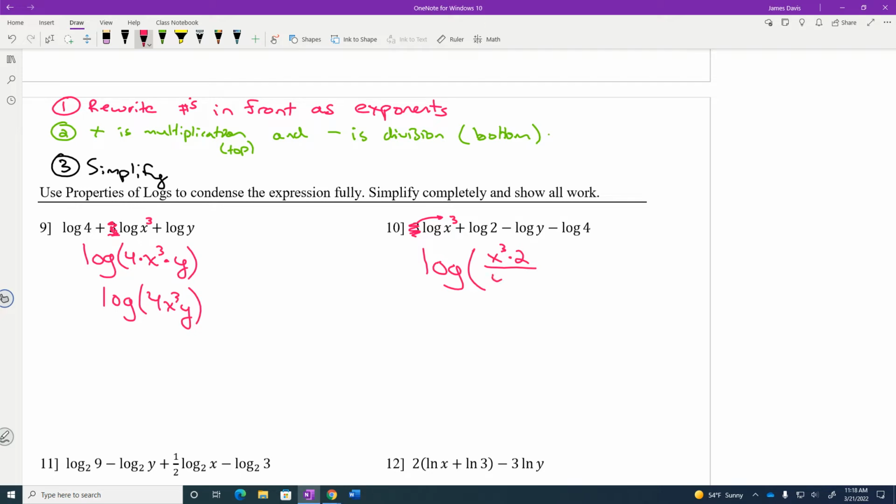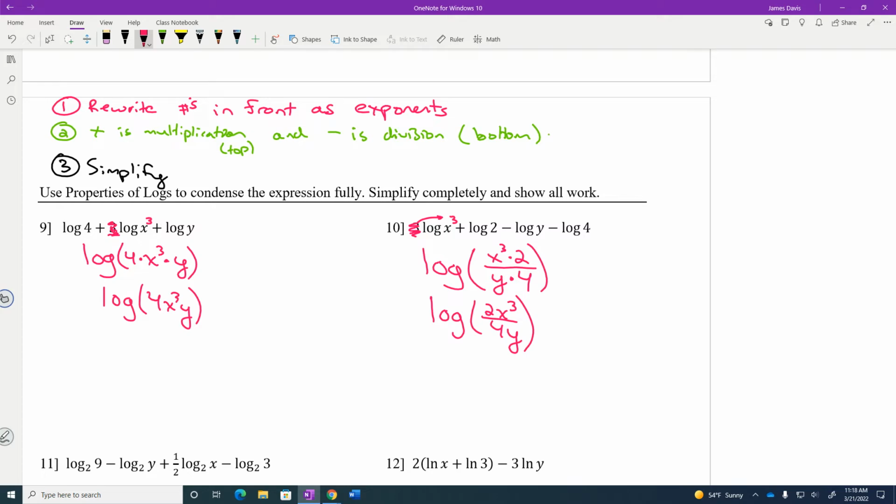So we got a y in the bottom, and it's really a times 4. Still multiplication, but it's just in the bottom of the fraction. So you just remember positive in the top, negative in the bottom. And then you always want to write the number in front of the variable. So we'll just write this as log 2x cubed over 4y.